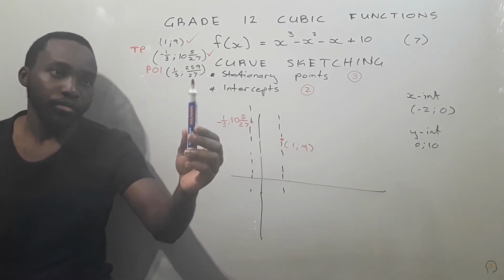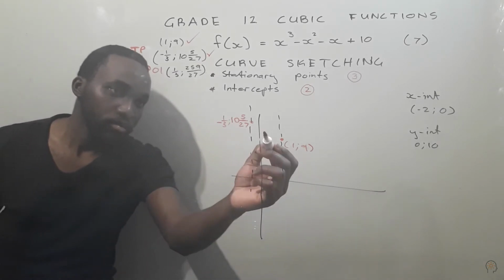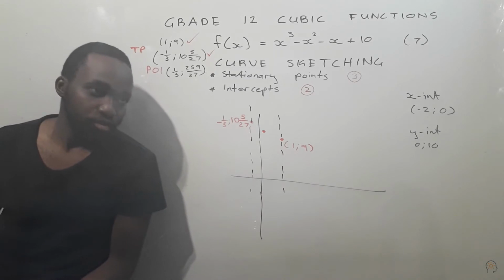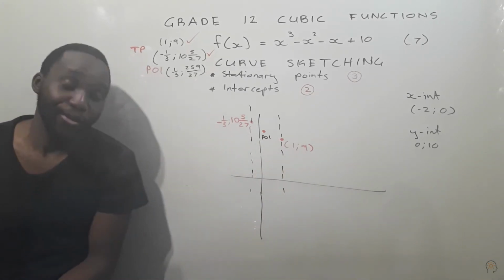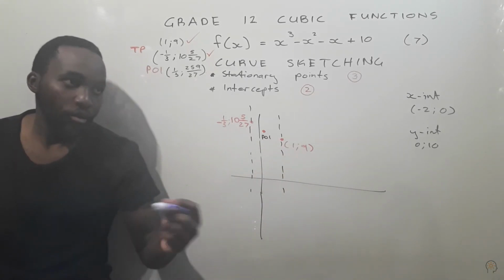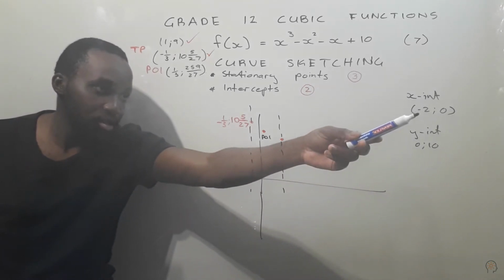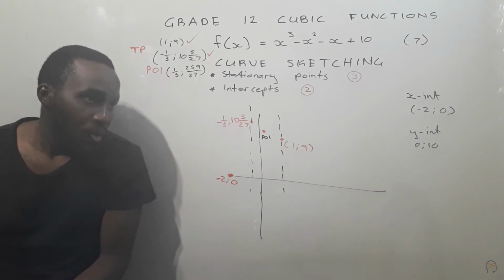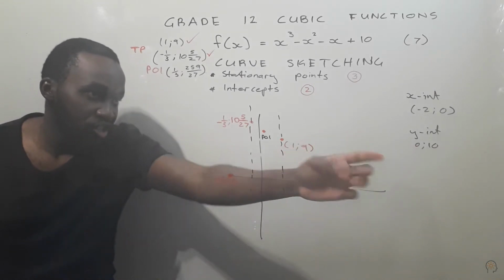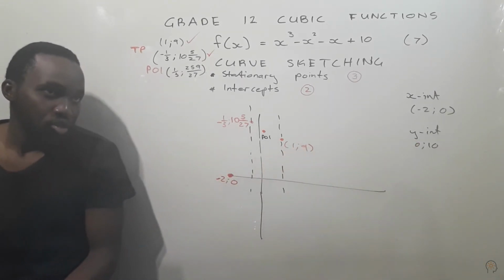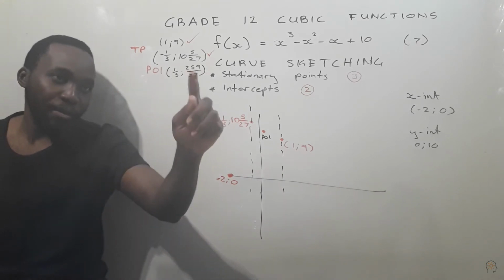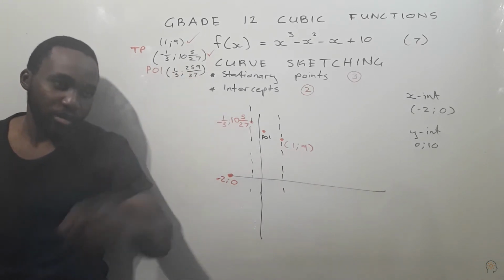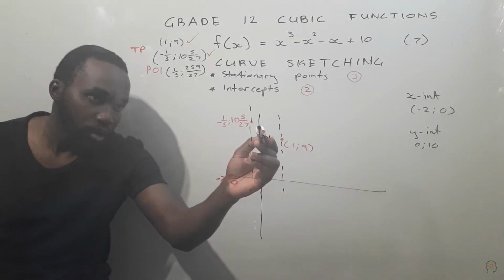Now for our point of inflection. Our point of inflection is going to be somewhere there. I'll just put that there, and then we now can plot in our intercepts. Our x-intercept, -2 and 0, and then our y-intercept is just 10 and 0. So our y-intercept is just going to be above our point of inflection, just above, which is somewhere over there.